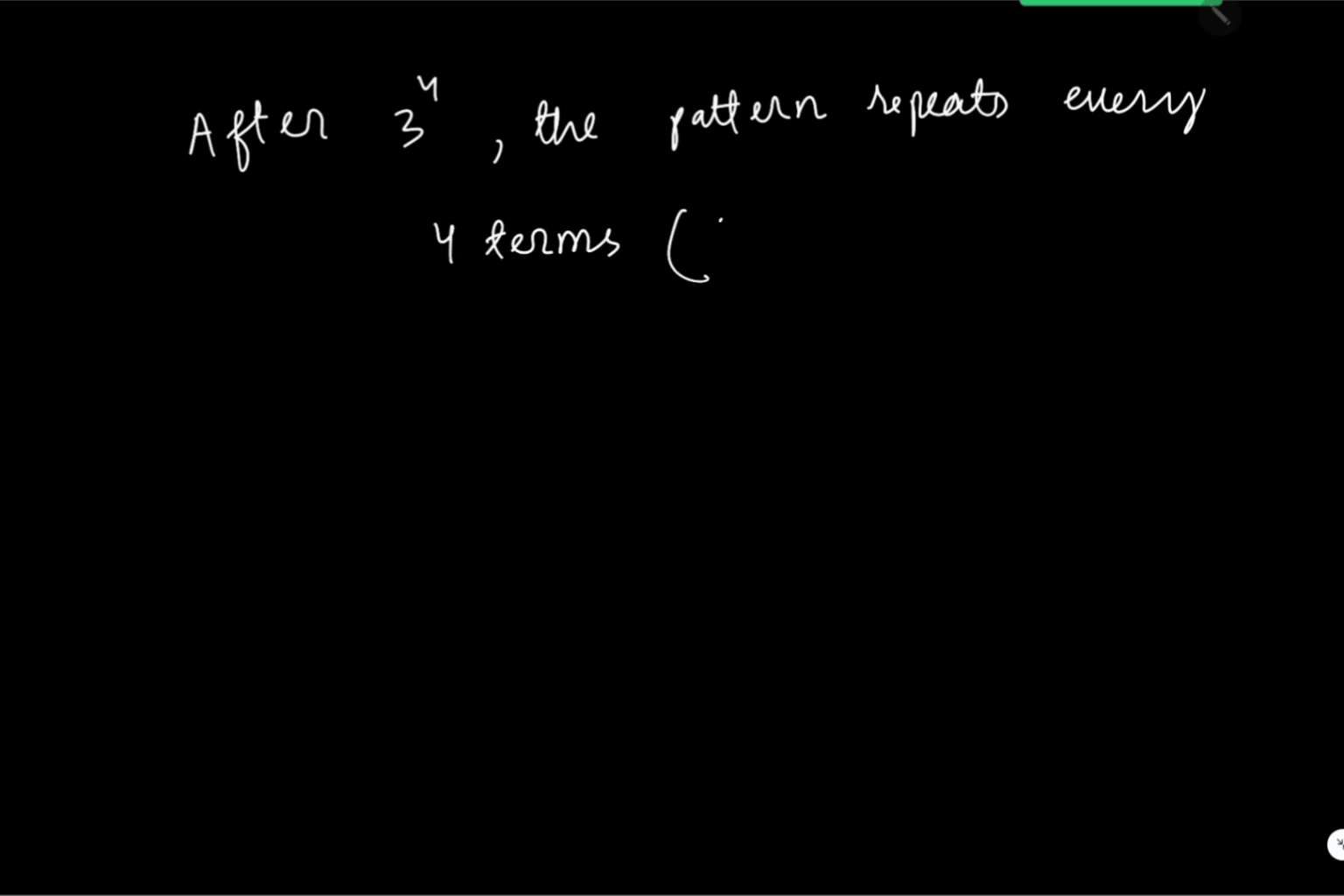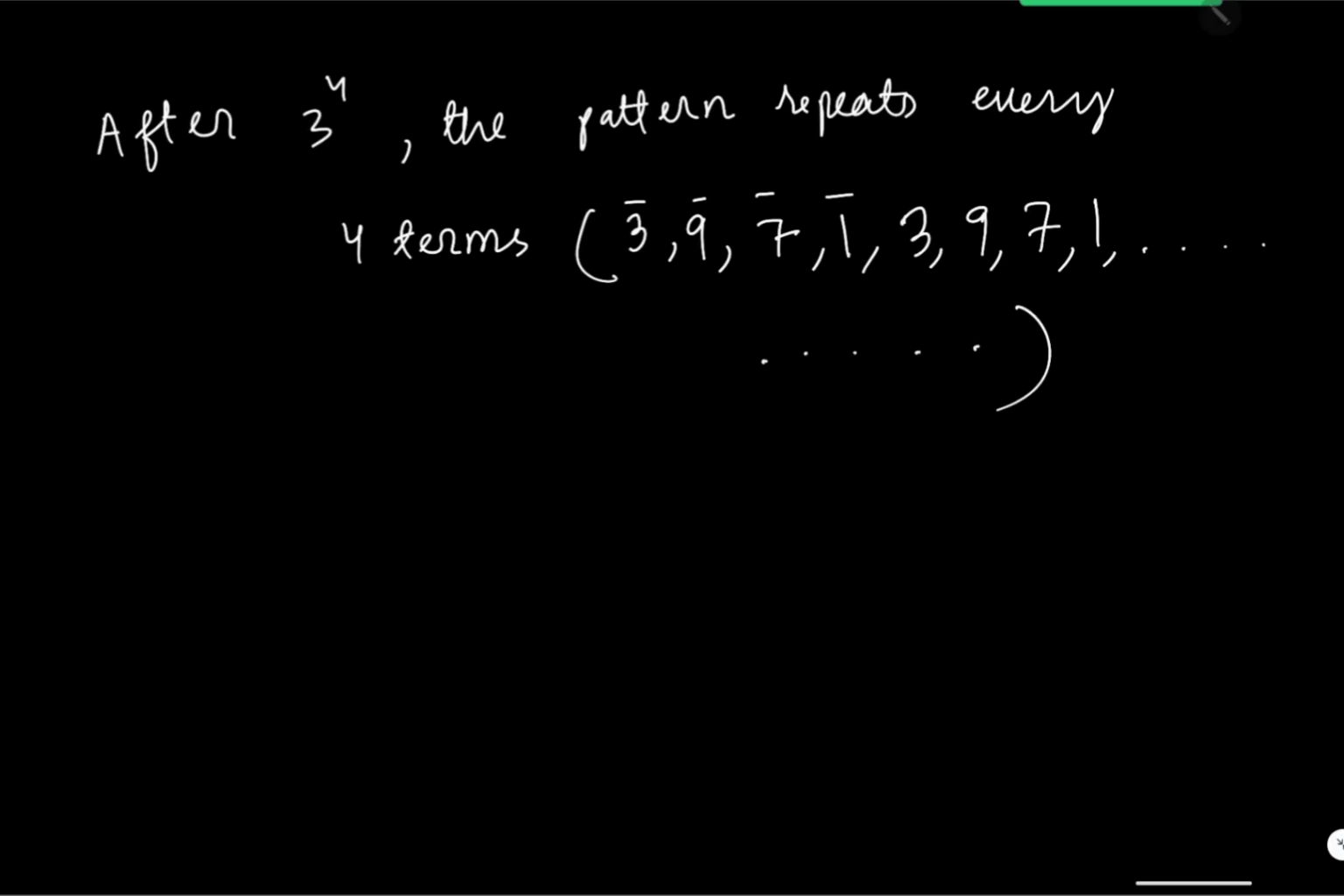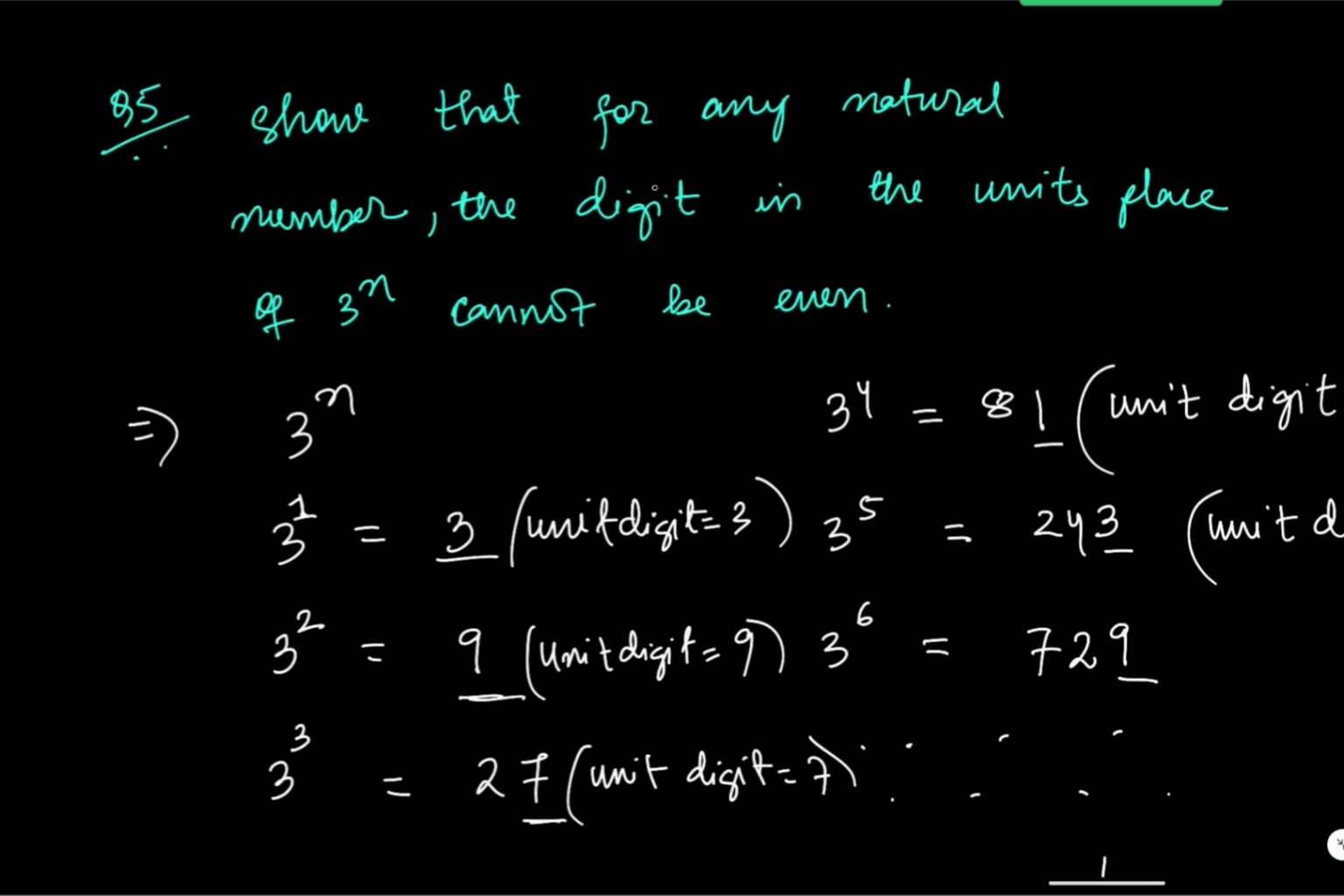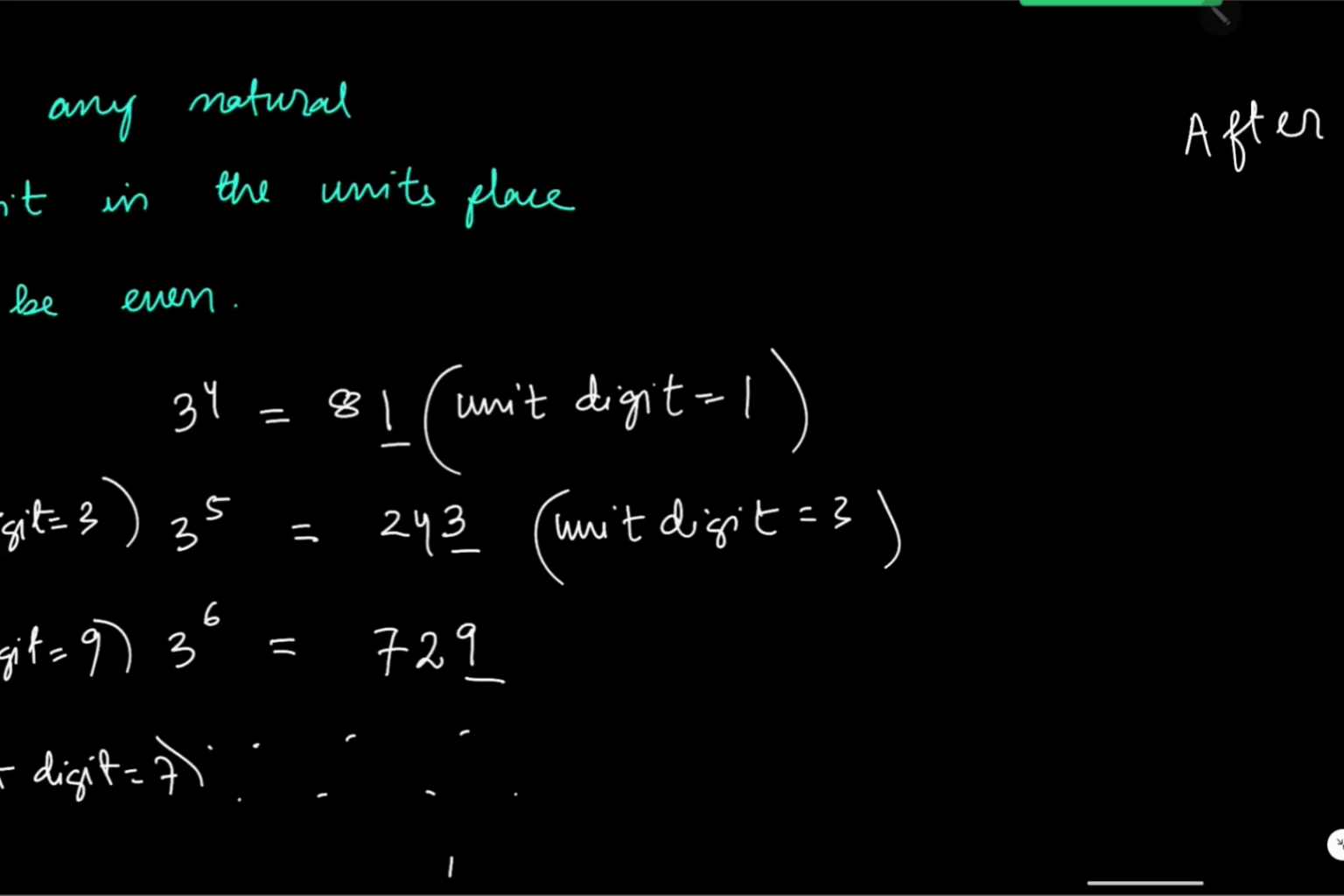In 4 terms, first the unit digit will be 3, then 9, 7 will come, 1 will come, and then after 4 terms, the unit digit will become 3 again, 9 again, 7 again, 1 again, and then it goes on. So in this way, we can see that all the digits in the units place are odd and not even. So hence we have shown that for any natural number n, the digit in the units place of 3 to the power n cannot be even.